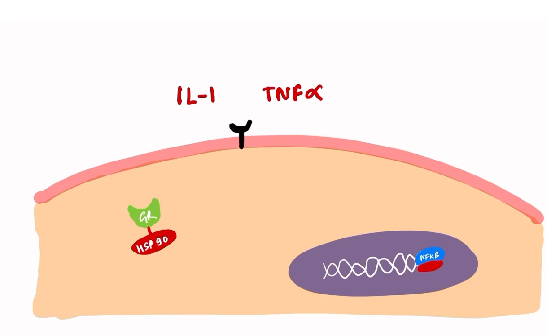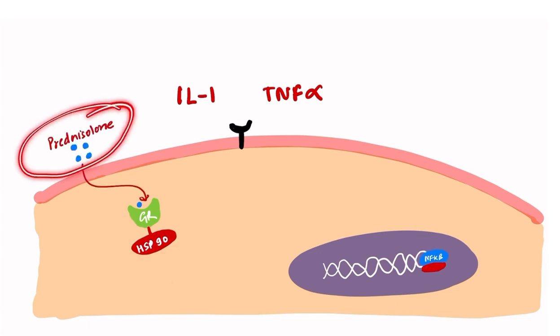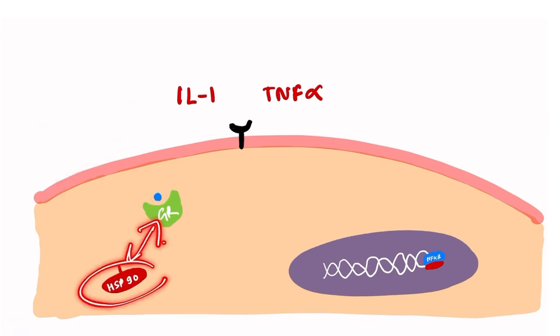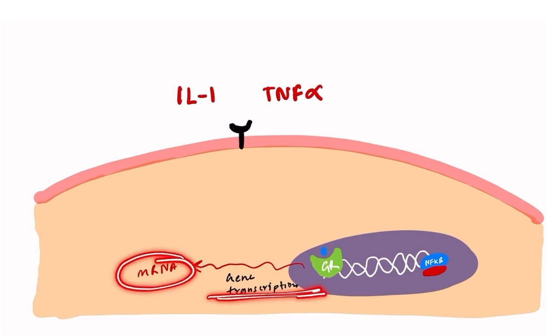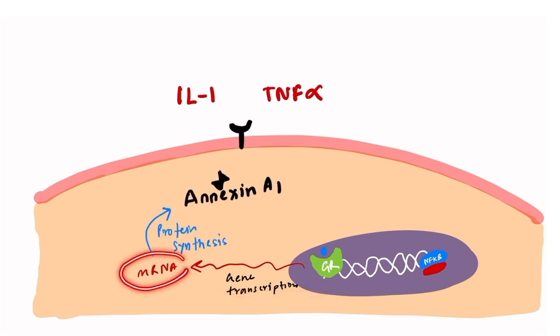In the cytoplasm, there is a receptor known as the glucocorticoid receptor, which is in association with heat shock protein 90. The prednisolone gets incorporated into this receptor. It dissociates from heat shock protein 90. Then it reaches the nucleus. Once this gets incorporated into DNA, it forms a dimer and causes gene transcription and produces mRNA. Then this mRNA gets translated and forms annexin A1.